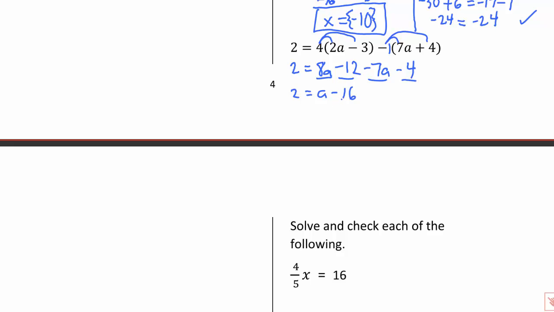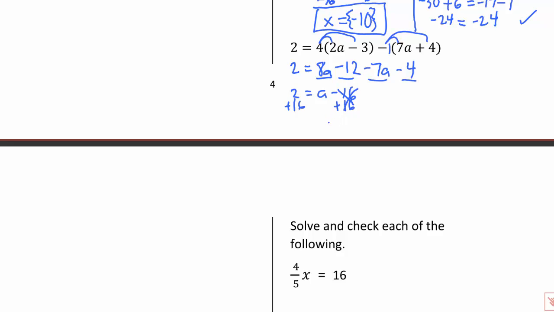Now this is a little bit different than some of you are used to. There's an a on the right hand side, and that's fine. There's no problem with that. All we're trying to do is get the variable by itself. That means that anything that's not the variable needs to be moved to the other side. In this case, this negative 16 needs to be moved to the other side. How do we get rid of the negative 16? Well, the opposite of negative 16 is add. So we're going to add 16 to both sides.